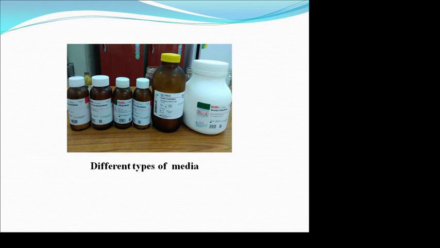These are some of the pictures where you can see different types of medium or media. One of the most common basal media used in plant tissue culture is Murashige and Skoog's media, commonly called MS media.